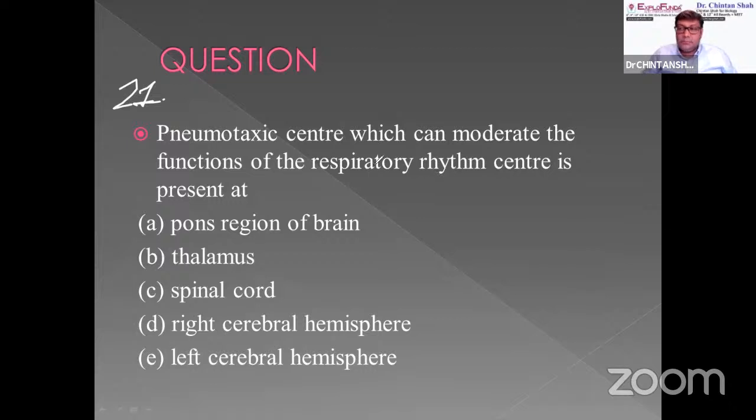In 21, there are 4 people, but only 2 people are participating. What are the other two doing? Please write down that you are present. Just write down present so that I will know you are present and I will not force you to give the answer. The Swas Chalak Kendra, known as the pneumotaxic center, which can moderate the functions of the respiratory rhythm center, is present at which point? It is present where? Yes, Heath has given the answer. Ritu, any idea?